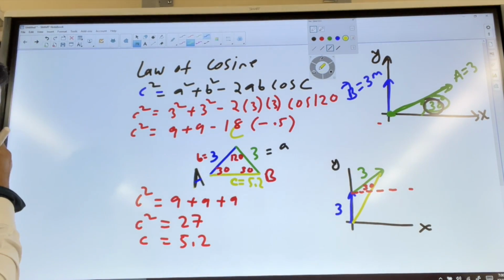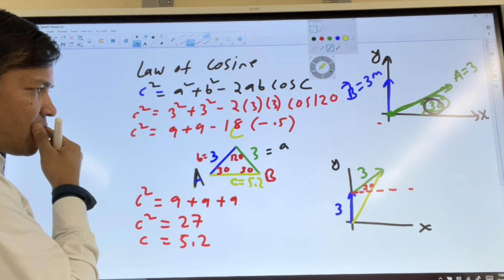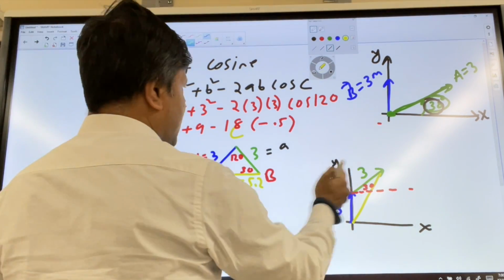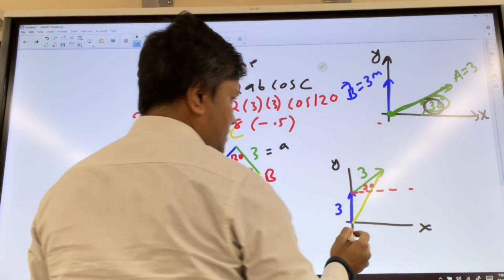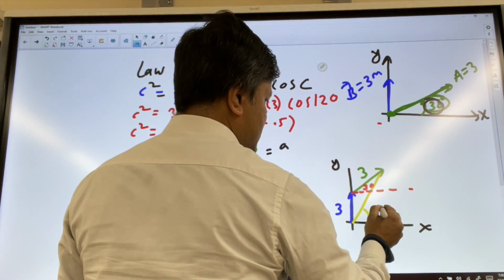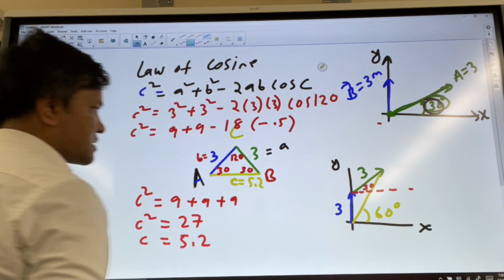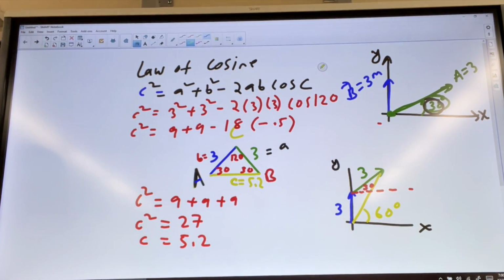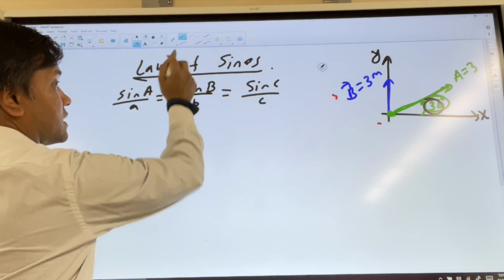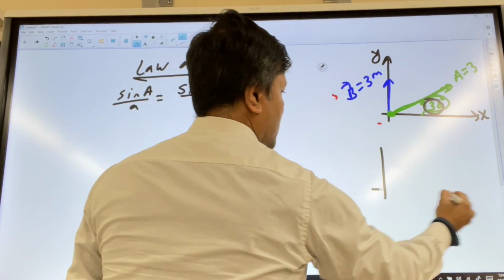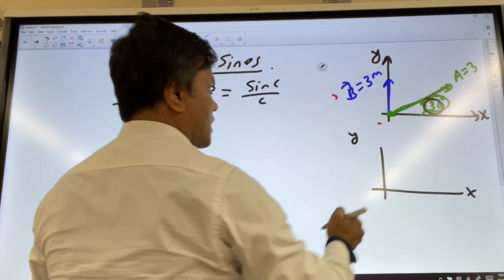Now, all right, so we found the resultant using the law of cosines, and we already know the angle is 60 degrees. All right, very nice. Okay, good. Now we're going to do the law of sines. So now let's manipulate it. So this is our x, this is our y.